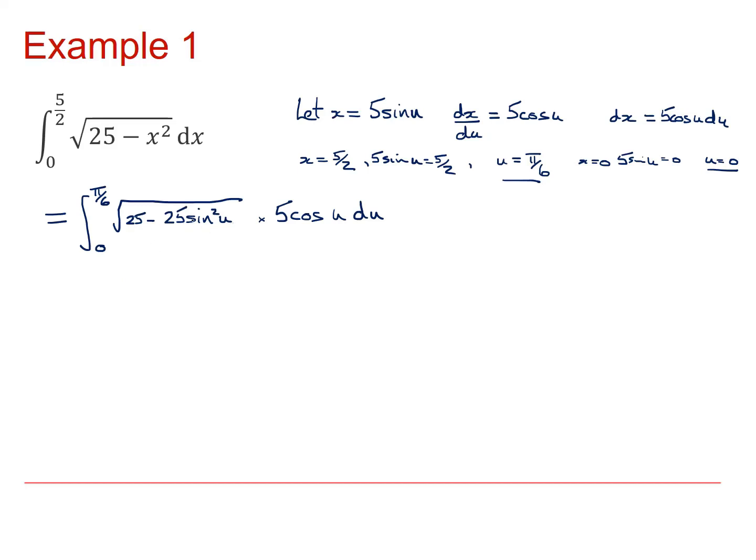25 minus 25 sine squared, well, the 25 can come out as a common factor, and as it comes out through the square root it will become just a 5. So that's going to be the integral between 0 and pi by 6 of 5 root 1 minus sine squared times 5 cos u du. 1 minus sine squared is cos squared, square rooted is cos, so I've actually got 5 cos u times 5 cos u here. So this thing is actually the integral between 0 and pi by 6 of 25 cos squared u du.